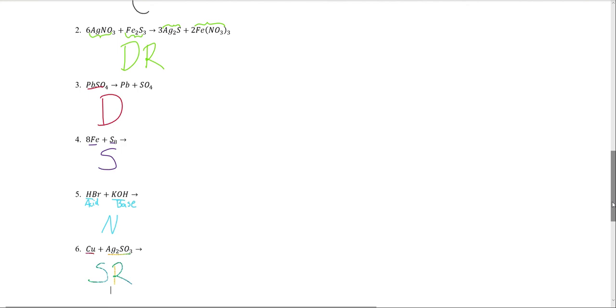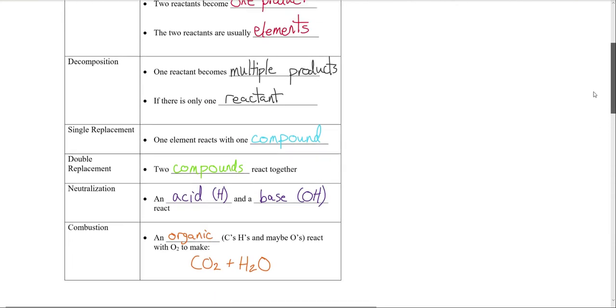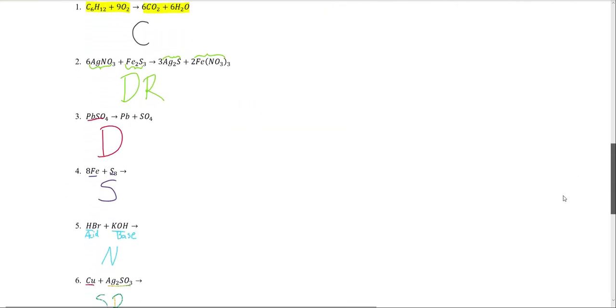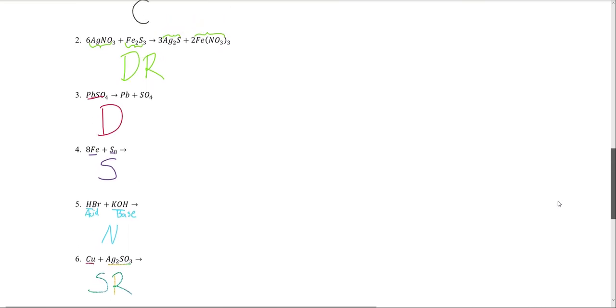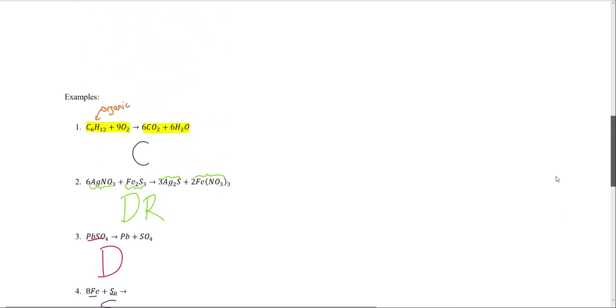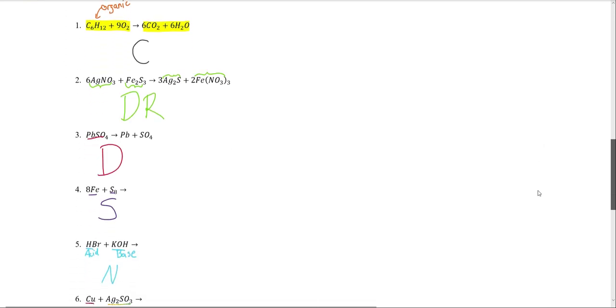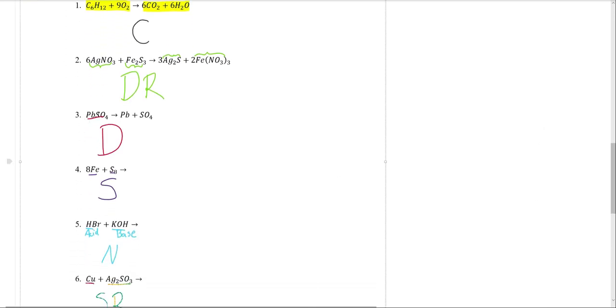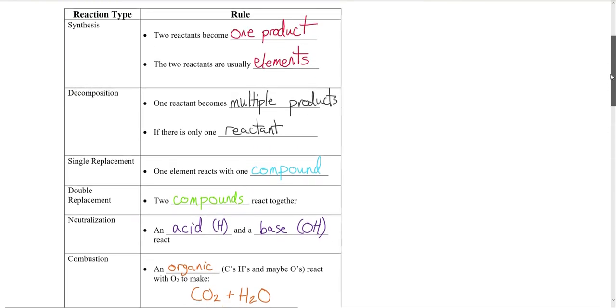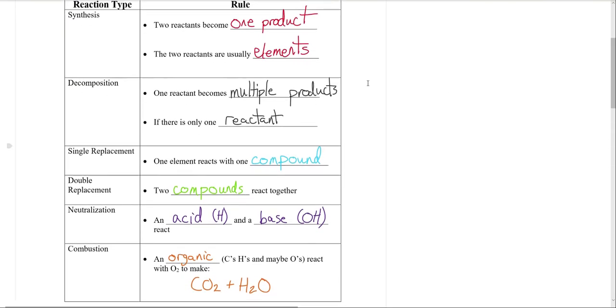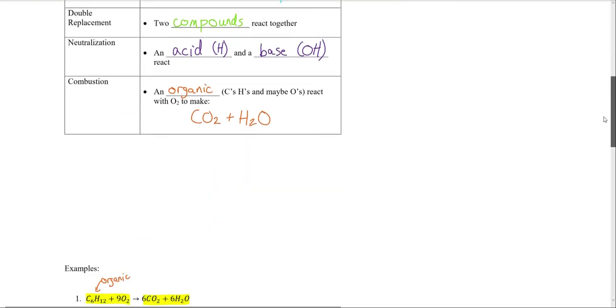So we've now been able to connect these rules with these examples, and hopefully you understand how I've been looking at my reactants. For example, taking a look at example 3 here, PbSO4 is one compound, and that's the only thing. So I took a look at my rules. Decomposition, there's only one reactant we can see here. That's how I use my table to help me identify these various products.